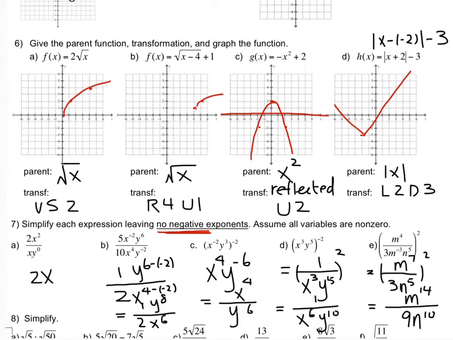3 raised to the 2nd power. So that's the part most students forget. 3 raised to the 2nd power is 9. N, 5 times 2, that's 10 power. So the final answer should be m to the 14th power divided by 9, n raised to the 10th power.